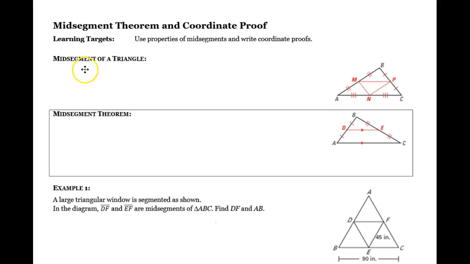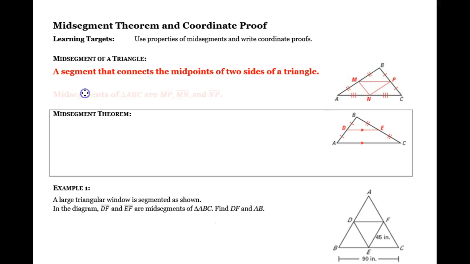So the midsegment of a triangle is the segment that contains the midpoints of two sides of the triangle. So M, we can tell, is the midpoint of AB because AM and BM are congruent. And P is the midpoint of BC. We can see that because BP and CP are congruent. So therefore MP is a midsegment of this triangle.